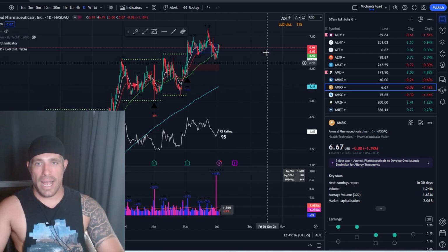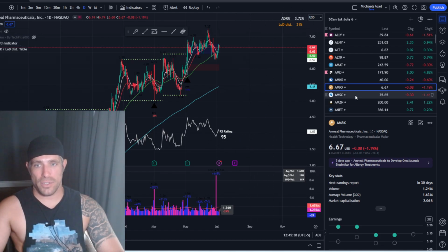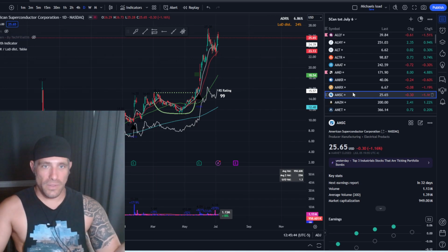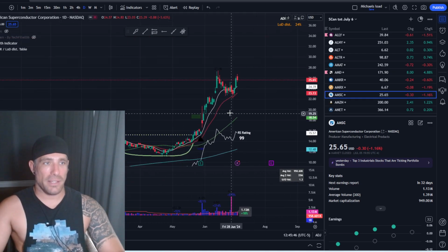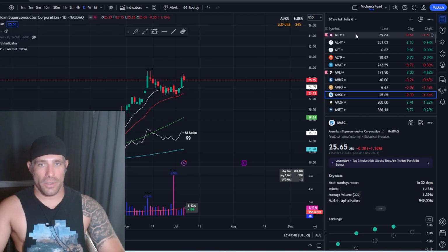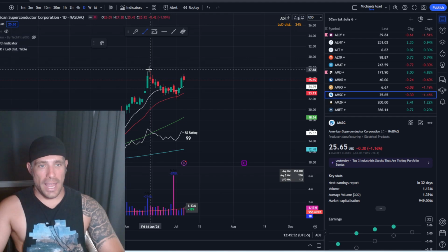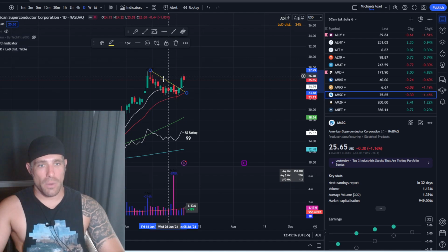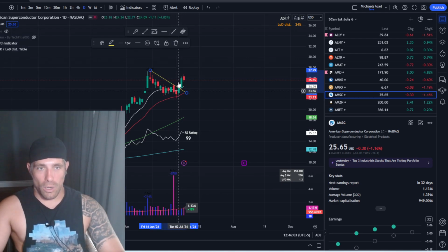Anyway, AMRX 95 with only 3.72, so we just skip these. And now you guys can see I'm just getting through the A's. This is AMSC, American Superconductor. Look at this, 6.86%, 99 RS rating, and check it out. We have a beautiful downtrend that broke. This is what we're looking for, and it followed the 10-day moving average right here before it broke up higher. But now we're off to the races.